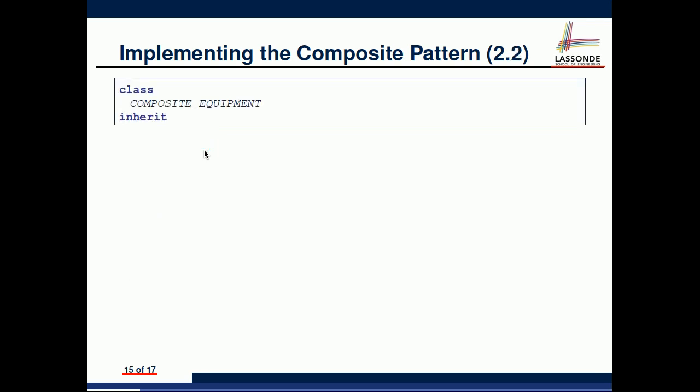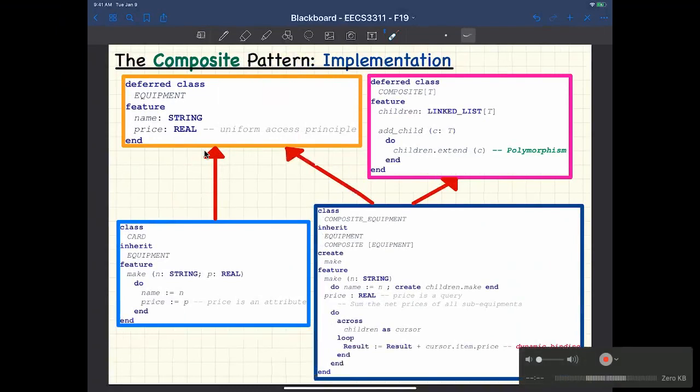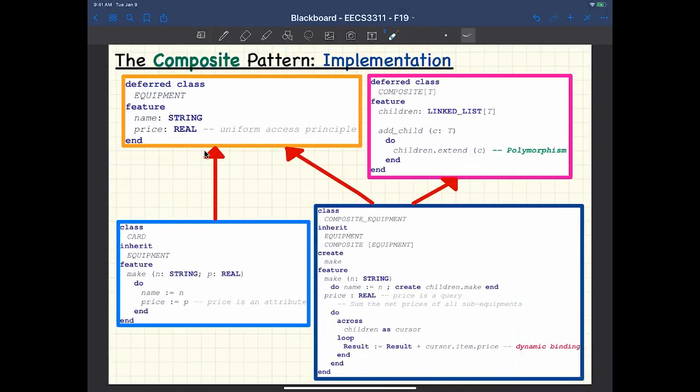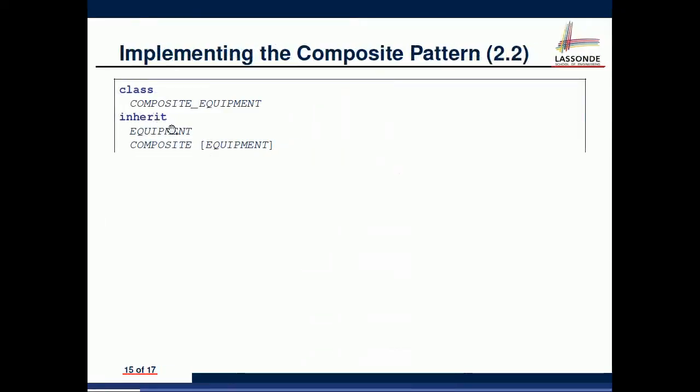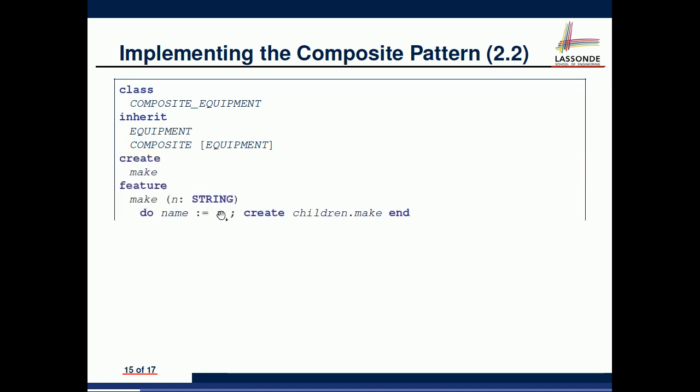The second class we can look at would be the composite equipments. We just talked about the composite class over here. This is what we just talked about, right? So now we talk about composite equipments. We say composite equipment inherits equipments and also inherits composite, which will instantiate the T by equipments, right? And then we got the make, etc. So you can simply create some empty children to begin with. And also we got a price.